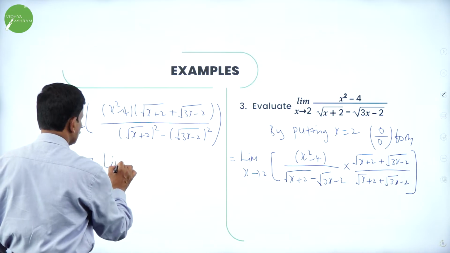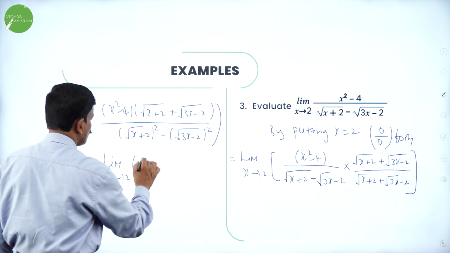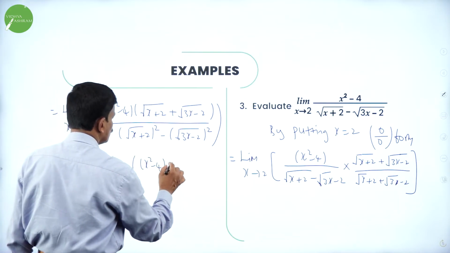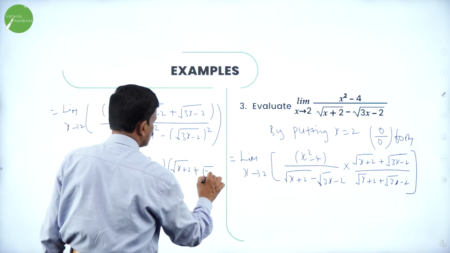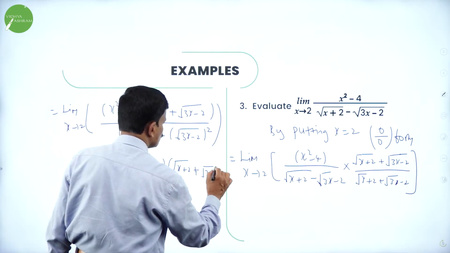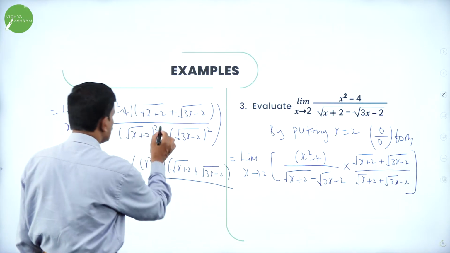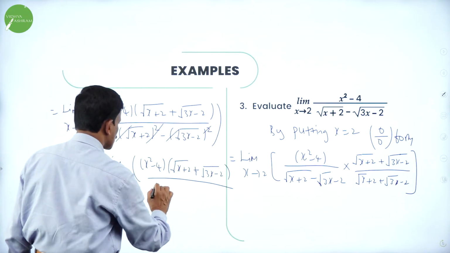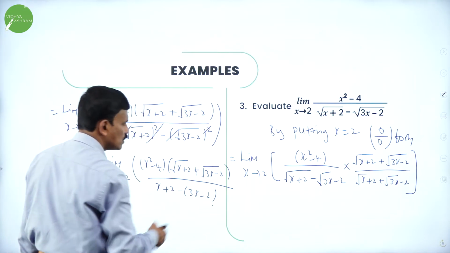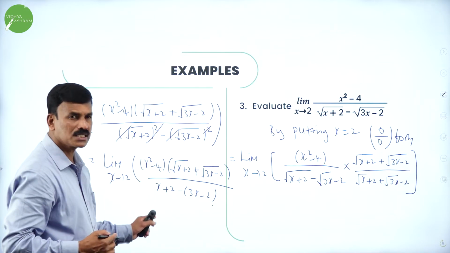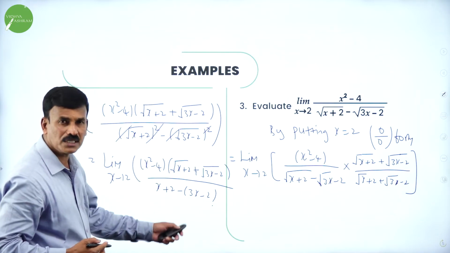So this is equal to limit x tends to 2 of (x square minus 4) into, this is same, (root of x plus 2 plus root of 3x minus 2), whole divided by, here square and square root gets cancelled, x plus 2 minus (3x minus 2). Now let us multiply, the numerator is same, multiply the denominator by negative sign.